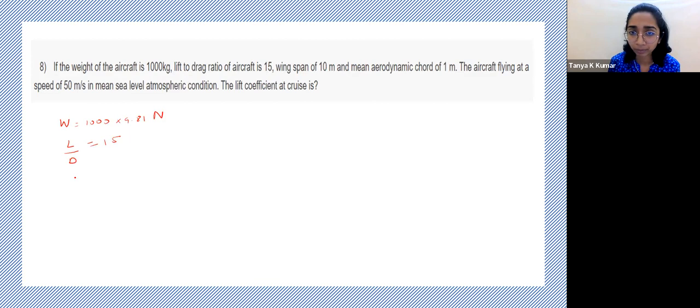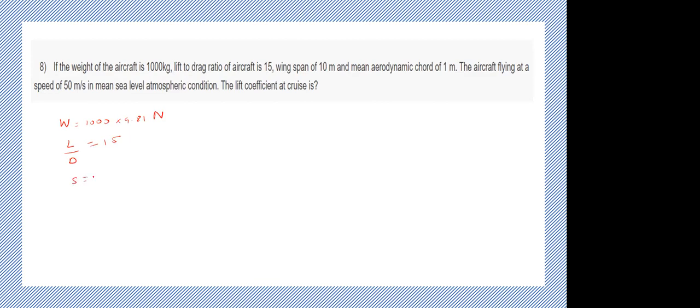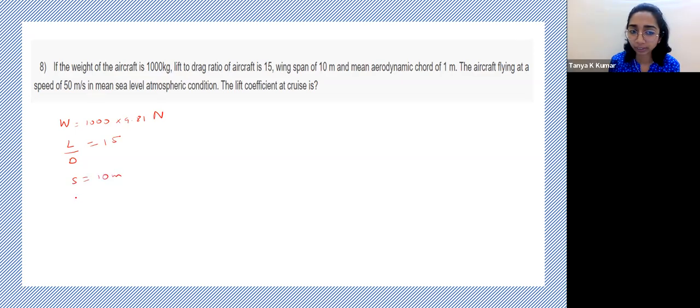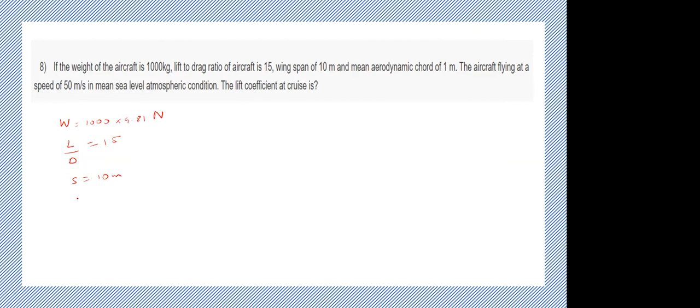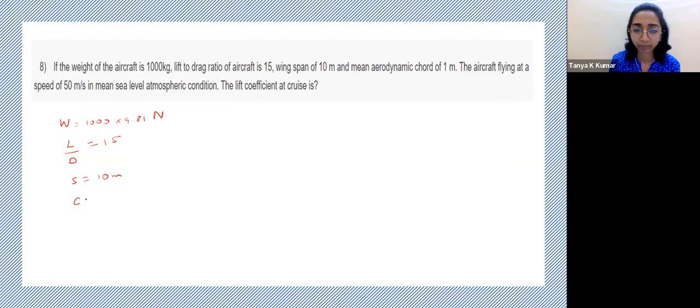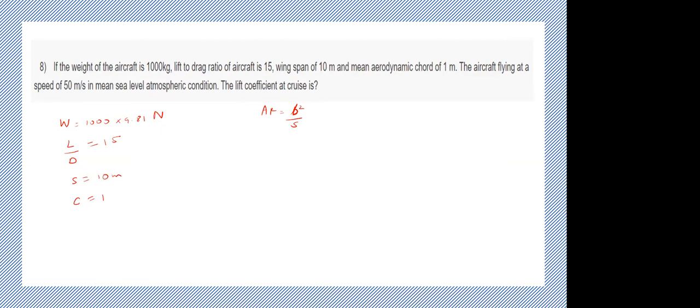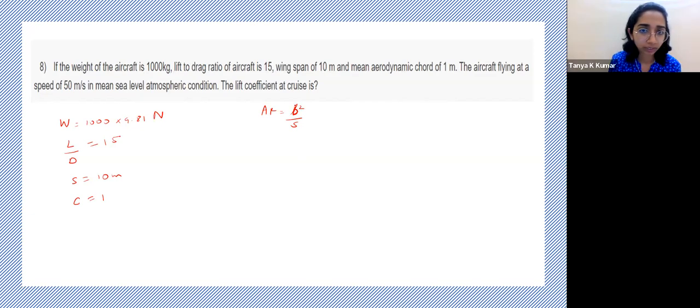Wingspan. What was the notation for wingspan? B. S is 10 meters. Mean aerodynamic chord. What was the notation? C, right? Chord. Mean aerodynamic chord. So it was 1 meter. So in your aspect ratio, which is B square upon S, what is B here? Is B the span? Okay, then I think I'll have to look into this. I'm sorry about that. So let's just continue with this. I'll look into this and get back to you, okay? So V is 50 meters per second.